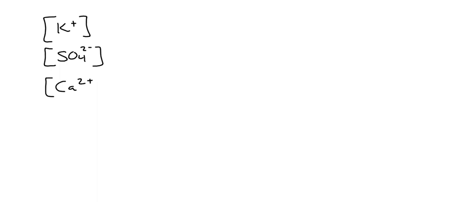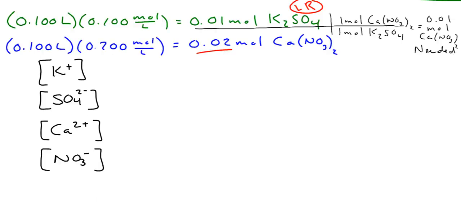If I just list them out, I have K+, I have SO4 2-, I have Ca2+, and I have NO3-. If I bring my work from above, just to look at it, this will help me illustrate to you what's going on.